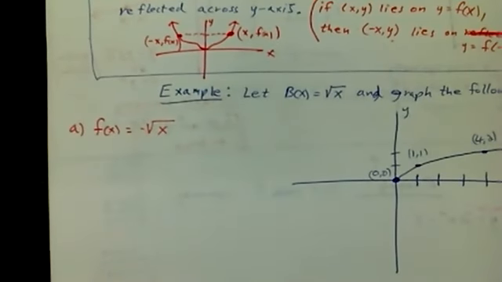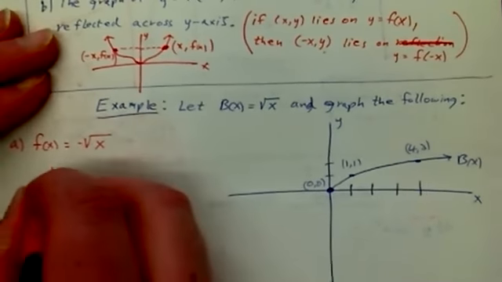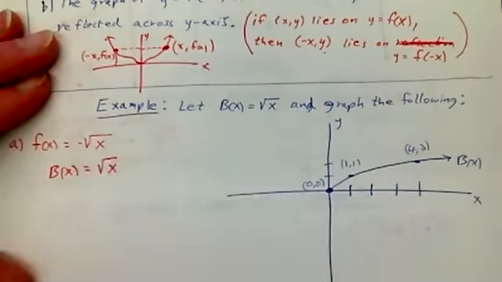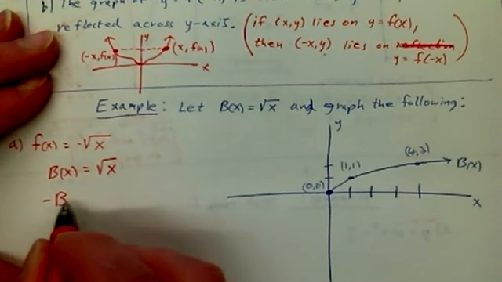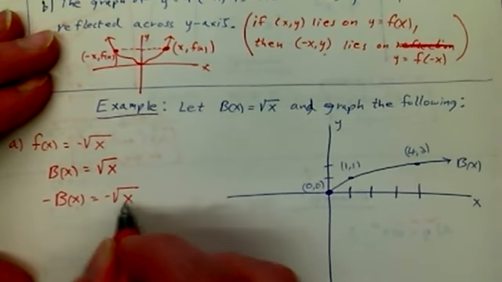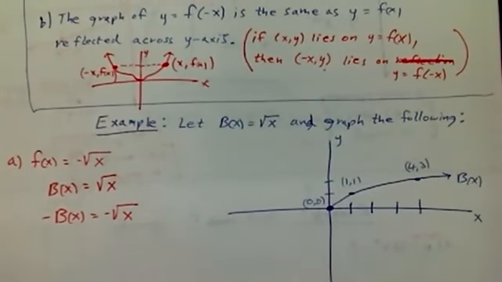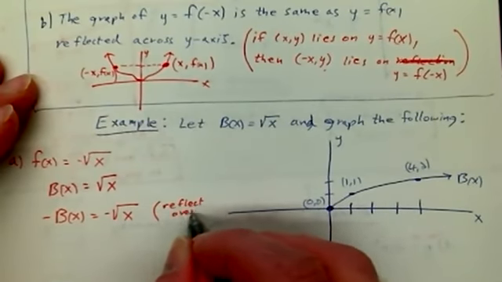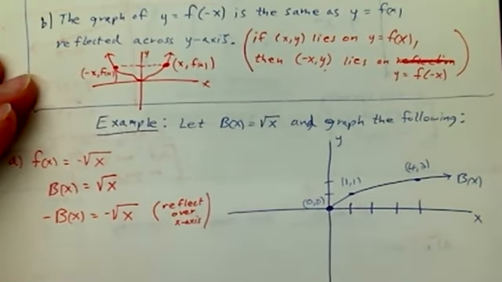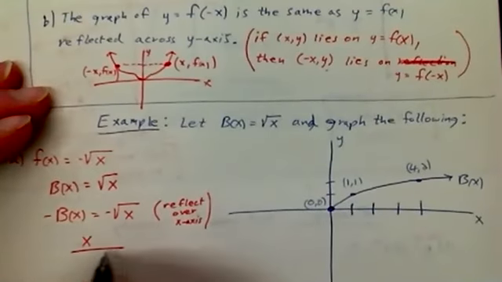So for example, let b of x equal the square root of x, that's our base function, and graph the following. I've graphed out the base function, b of x equals square root x. Now I need negative b of x to be negative square root of x. According to what I have up here, if I'm familiar with my transformations, I've changed the whole y value, so I know this is a reflection over the x-axis. So I'm expecting this to flip down here. Let's see if that is, in fact, the case.